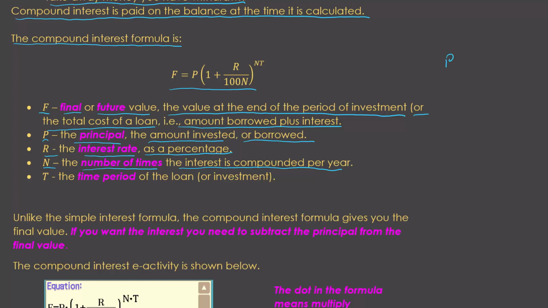So if we know that it's per annum, yearly, N is equal to 1. If we know that it's monthly, then N is equal to 12. If it's daily, then N is equal to 365. T is the time period of the loan or investment, and it's important, as we've mentioned before, that the units of T match the time part of the interest rate.